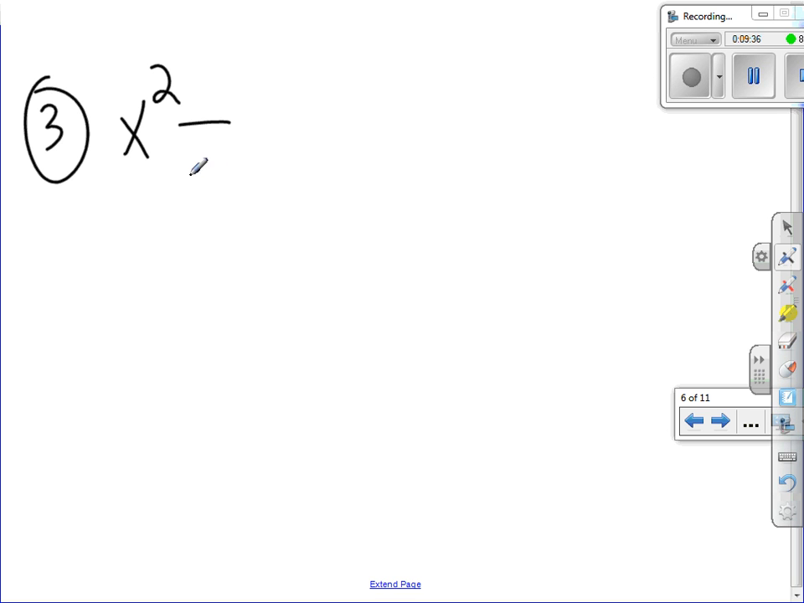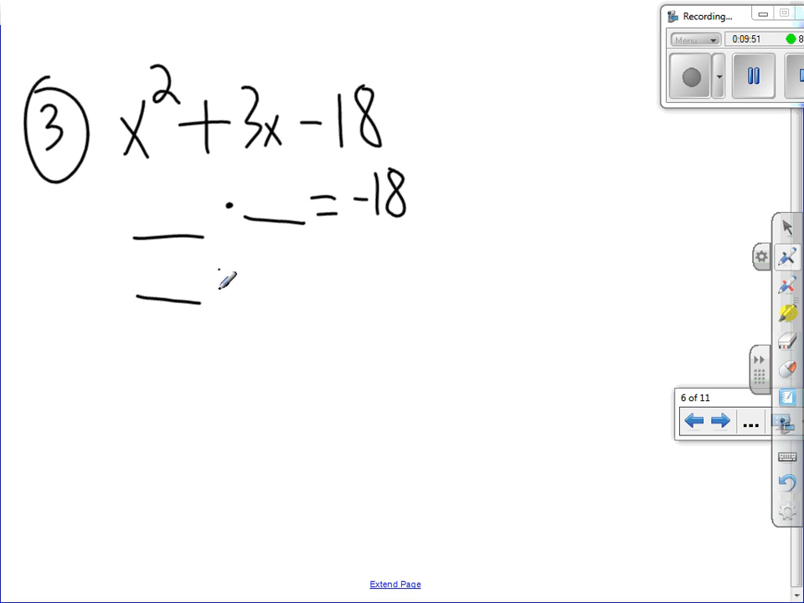So 3 says x squared plus 3x minus 18. All right, it's quadratic, it's naked, so we need to find 2 numbers that multiply to the back end, but those same 2 numbers add to the middle bun, 3. By the way, it's naked because there's a 1 in front of the x squared. That's what makes it naked.